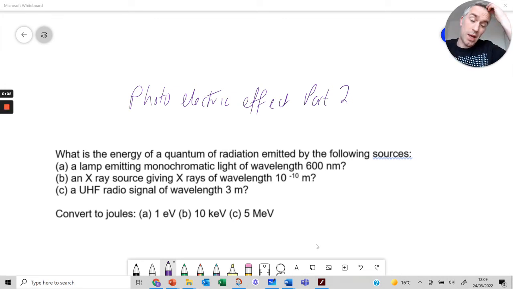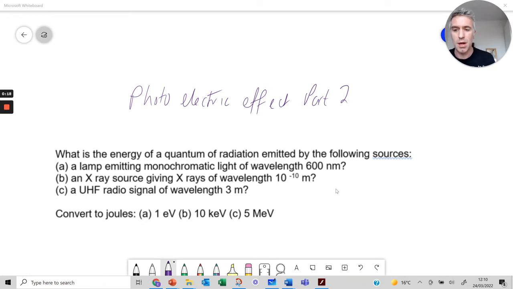Hello. Right, we're here to do part 2 of the photoelectric effect. So yesterday, last time, I introduced you to the photoelectric effect, Einstein's clever Nobel Prize winning notion. Let's look at it in a bit more detail and have a go with some of the equations.